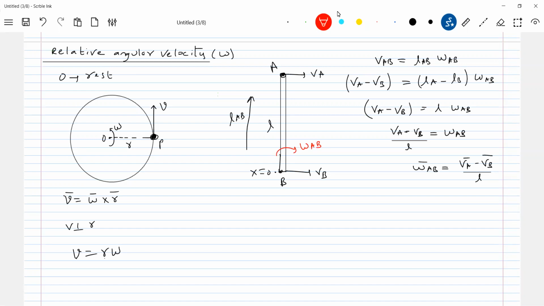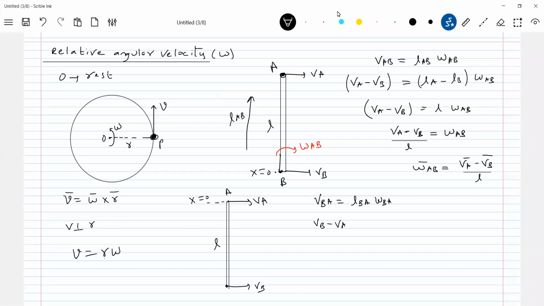So now, next I want omega BA. So what is the basic formula now? The same diagram. And this is very important. Once you get this, the rest of everything you can manage. Everything is based on the formula again, and you can easily manage. First, clarity on the basic idea is needed. So I'll measure now this one. So here VBA is equal to LBA omega BA. So VB bar minus VA bar. Let me write in vector form here only.